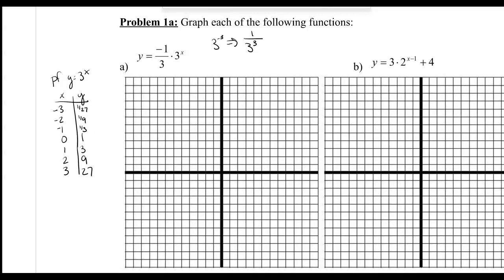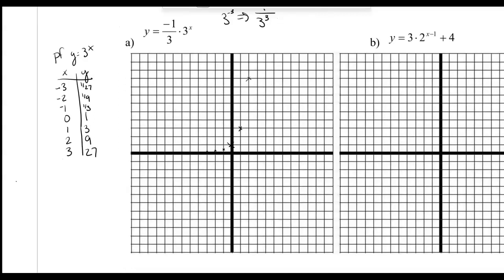I'm going to go ahead and graph those points from the parent function though. I'm going to mark them with X's just to say, hey, I'm not quite done with this graph. Alright, so I've got all of those marked. Now I'm actually going to multiply all of those y values by negative 1/3. I'm going to put that in red.